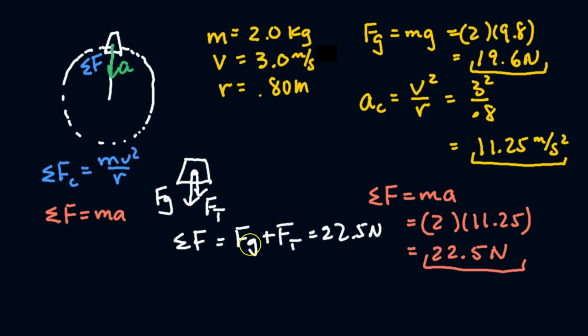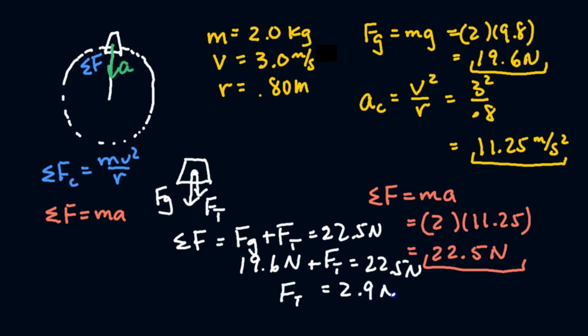And then we know what Fg is. We calculated 19.6, so we have 19.6 newtons plus Ft is equal to 22.5 newtons. So I'm going to subtract 19.6 on both sides. We get Ft, the tension force, is equal to 2.9 newtons.